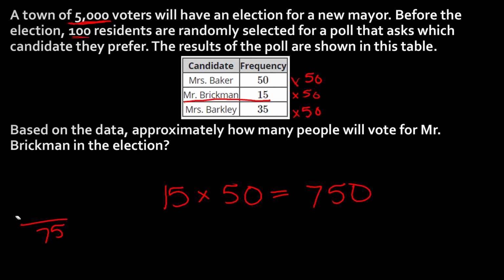I would do the same exact process for any of the other candidates. If this question had said Mrs. Baker, all I would do is take 50 and multiply it by 50. That number is my answer. Same thing with Mrs. Barkley: I would take 35, multiply it by 50, and that is my answer. We're multiplying by 50 because in order to take this 100 resident poll to the town level, I need to multiply 100 by 50 to get the population of the town.